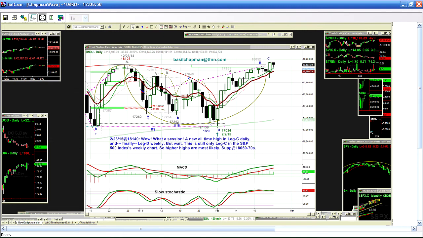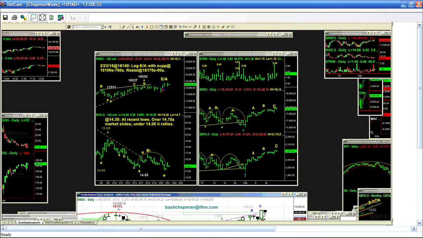So what I show in this quintile, these five different panels, is the 120-minute Dow chart. And I said, if this is leg E, you've got to be a little careful. If it's leg A, it's very positive because it should only pull back for a little bit and then start leg B to the upside. We'll know soon enough. And I gave the parameters. And I did say that the support was in the 18,100 to 18,000. Oh, I didn't mean 760s, I meant 60s. So there it is.